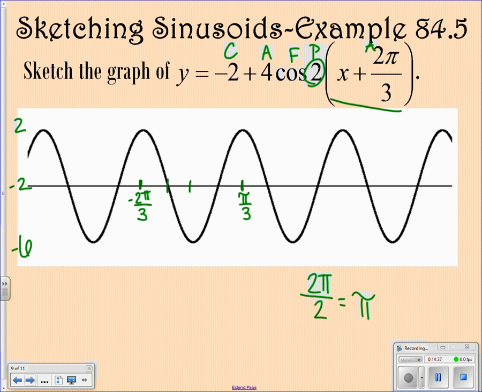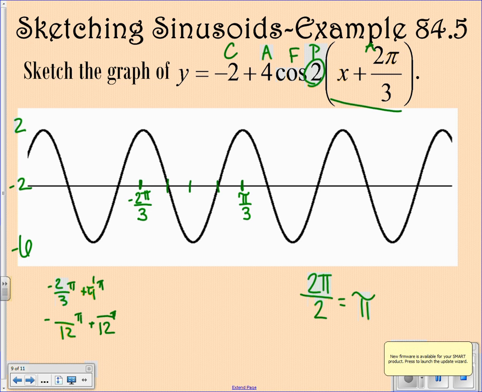Each of these is a fourth of pi. So if we take -2/3 pi and we add 1/4, well, what is 2/3 plus 1/4? They both have a common denominator of 12, and this would be a -8, and this would be a 3. So we're going to have -5/12 pi.